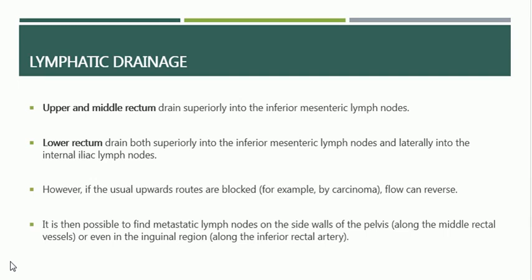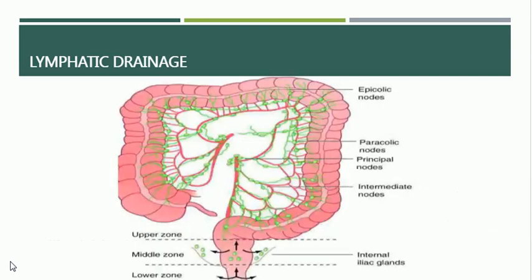Here you can see the lymphatic drainage. This is the whole colon. You can see different types of lymph nodes, epicolic, then along the vessels. Ultimately, you can see them going up to the paraaortic lymph nodes, following the superior mesenteric vessel and the inferior mesenteric vessel. So, the epicolic group, paracolic group, then the principal and intermediate groups, and ultimately they go into the paraaortic group.